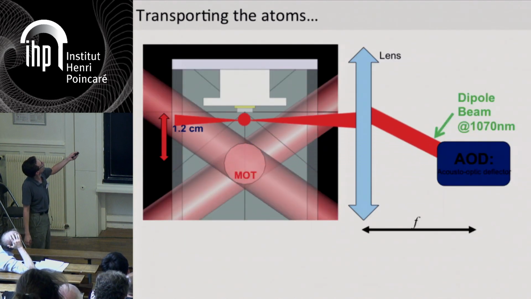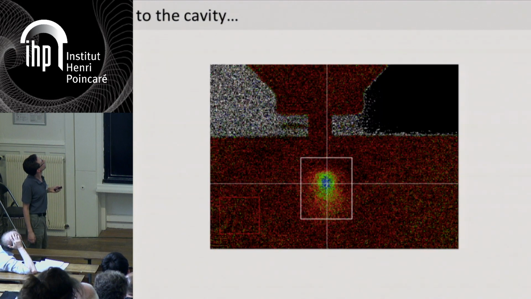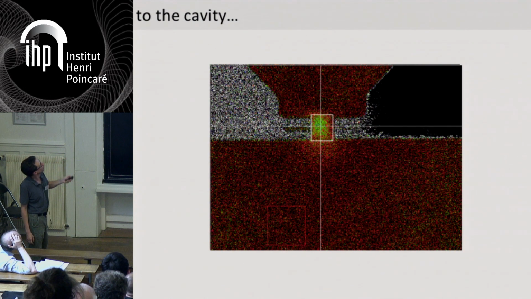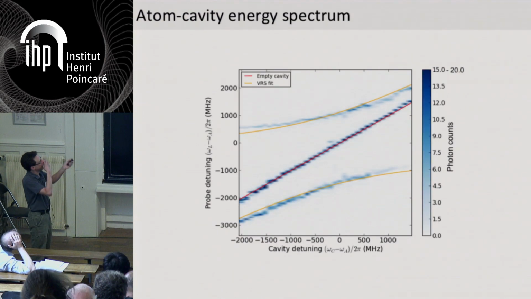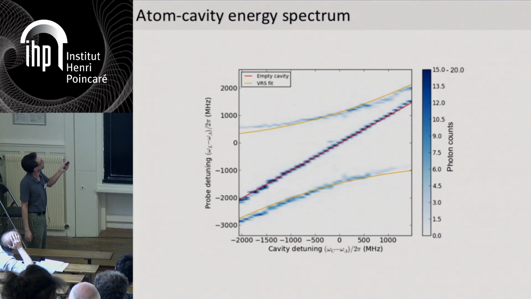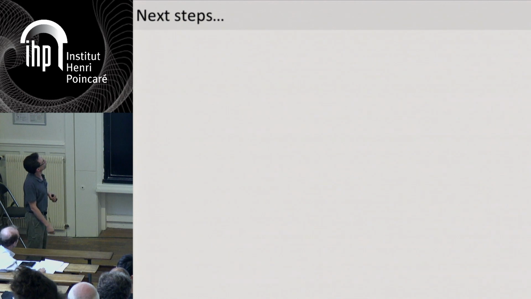All right, so where are we now? We start from a MOT and we transport with an optical tweezer the atoms from the MOT into the fiber cavity. So these are images of the atoms climbing up to the cavity. These are the two fiber tips. And with this, we could probe the cavity and observe this vacuum Rabi splitting when we scan the frequency as a function of the cavity atom detuning, which is a good sign that we're in the strong coupling regime.